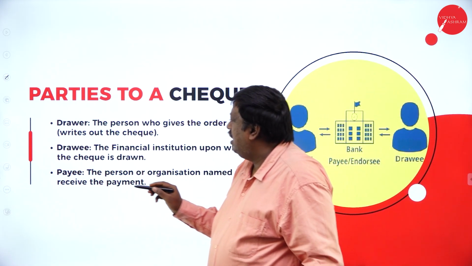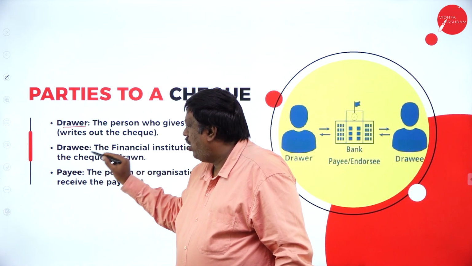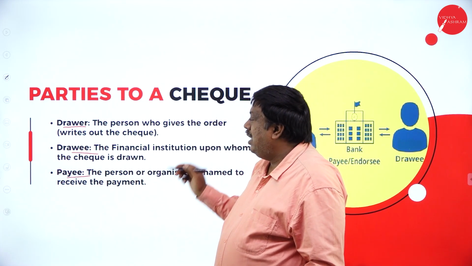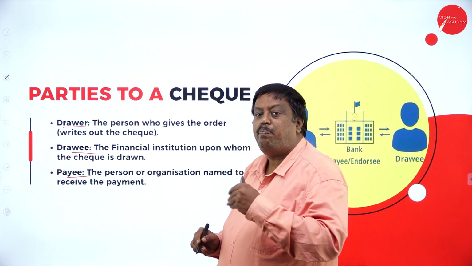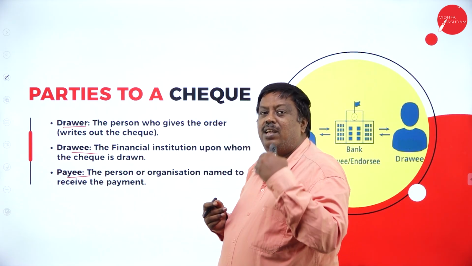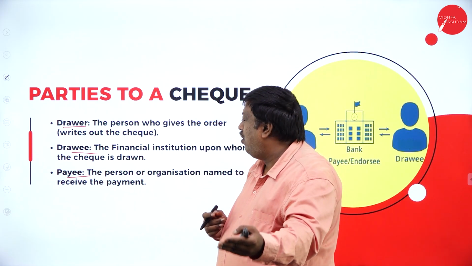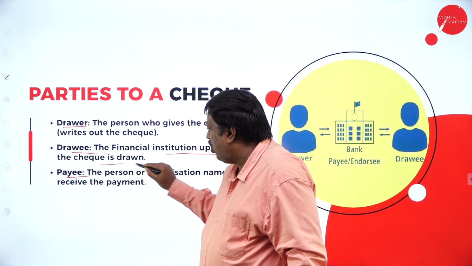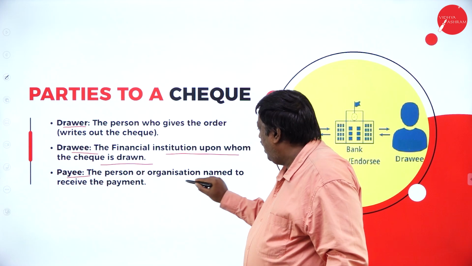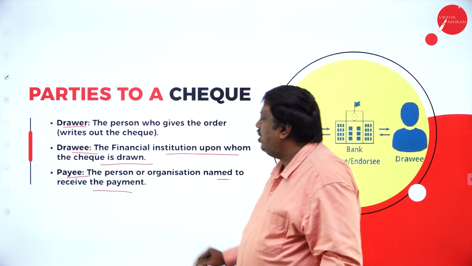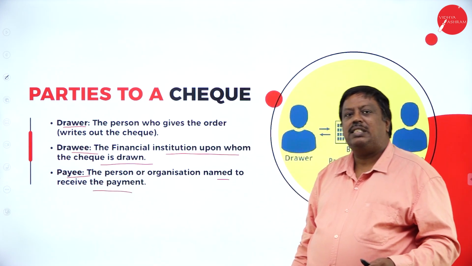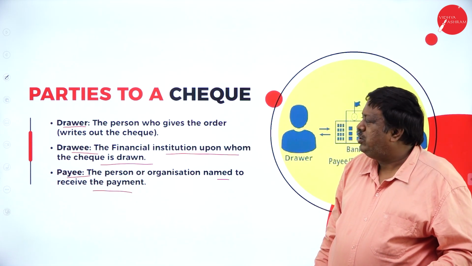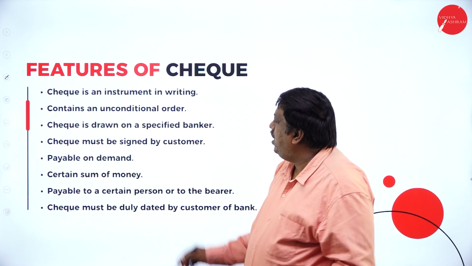Parties of a check. There are three parties: drawer, drawee, and payee. The drawer is the person who gives the order, saying that I am making an order for the payment. The drawee is the financial institution upon whom the check is drawn. The payee is the person or organization named to receive the payment. So we have three parties for every negotiable instrument that we write or present.